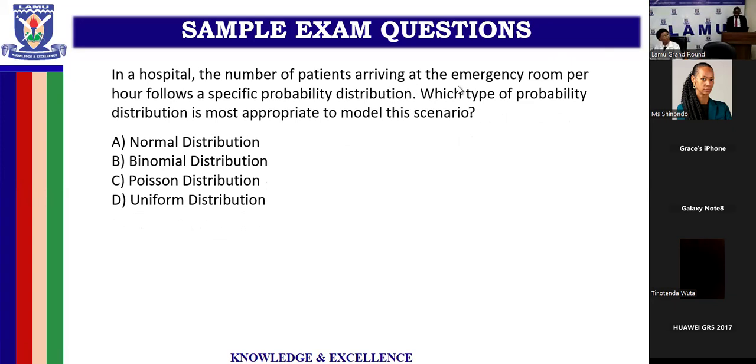The number of events follows a specific probability distribution. Which type of probability distribution is most appropriate to model this scenario? Normal distribution, binomial distribution, Poisson distribution, or uniform distribution? Pick the best option. That is question number one.